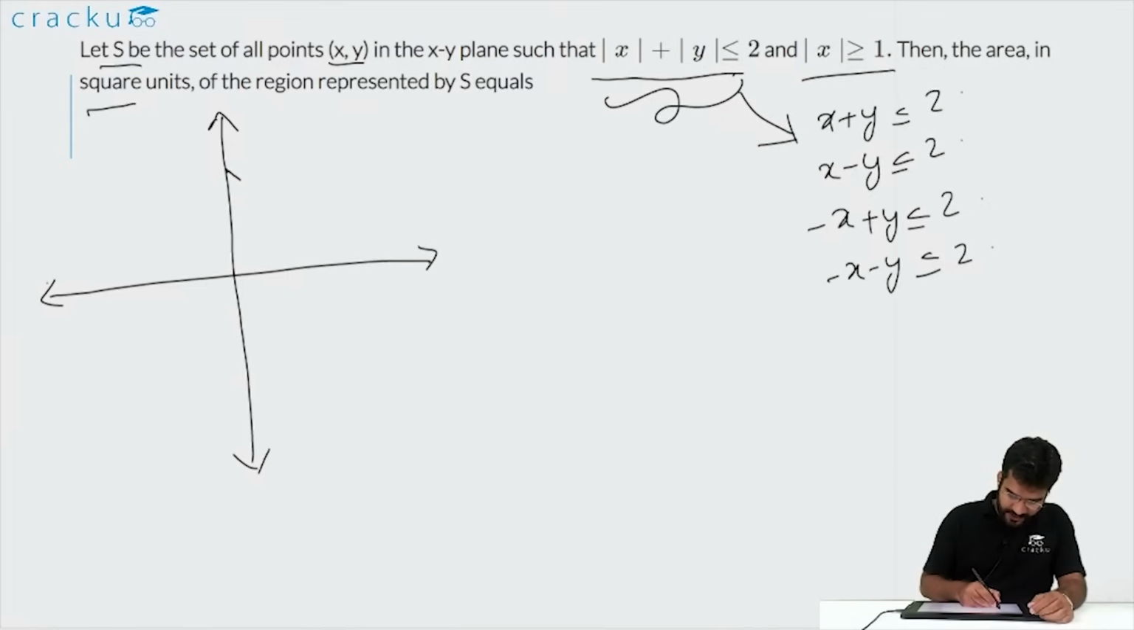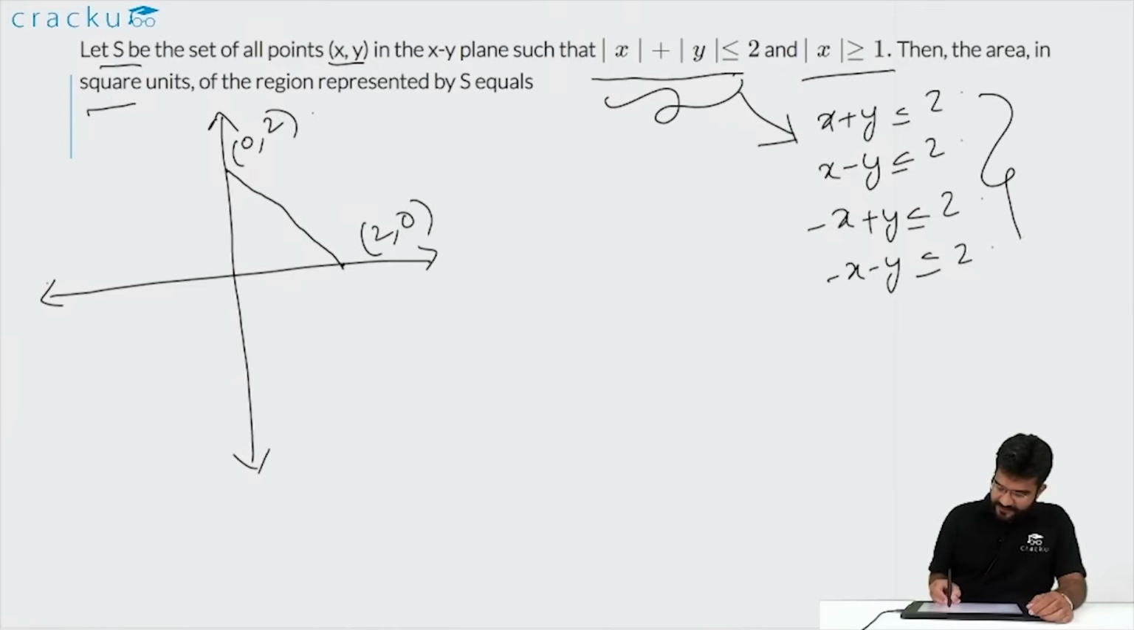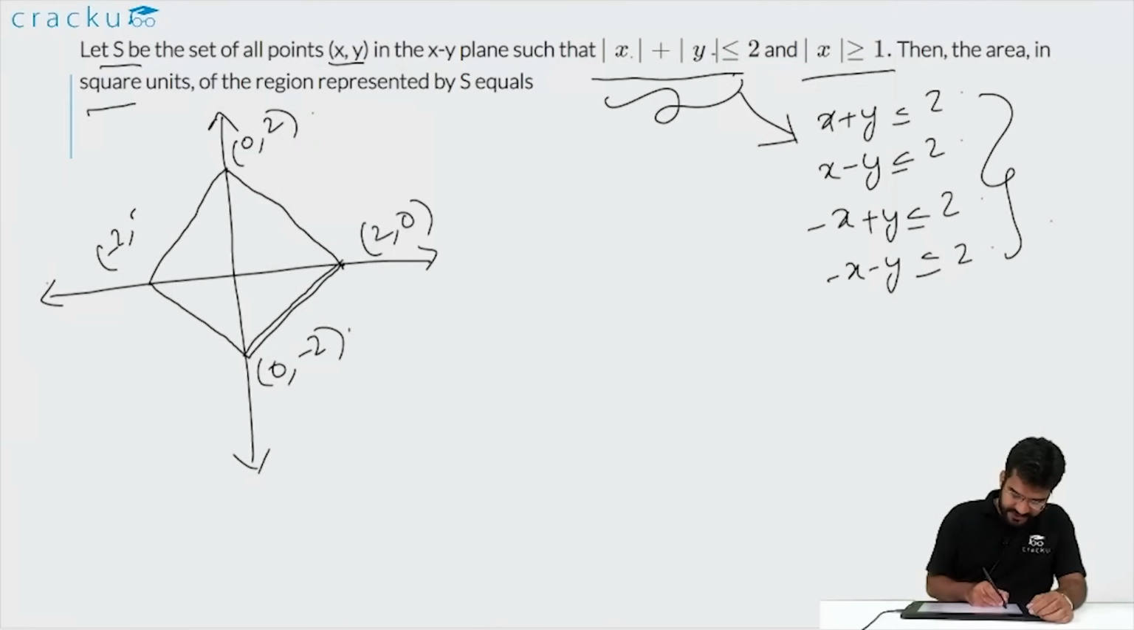So you can easily draw the graph of x plus y is equal to 2. This line meets the x-axis at 2, 0, and it meets the y-axis at 0, 2. Similarly, each of the other inequalities can be represented by identical lines in different quadrants. So this will be how the graph of modulus of x plus modulus of y is less than or equal to 2 looks like. This should be a square even though it doesn't look like it. So let us get the points where these meet the axis. So minus 2, minus 2.